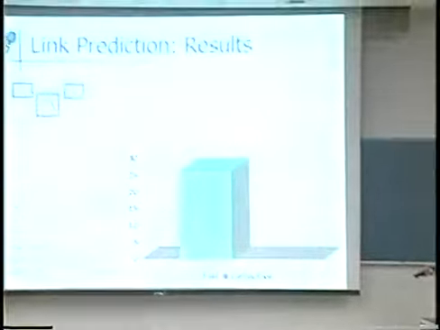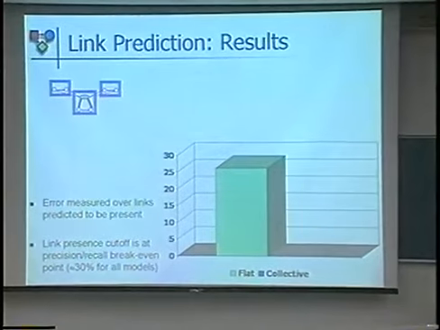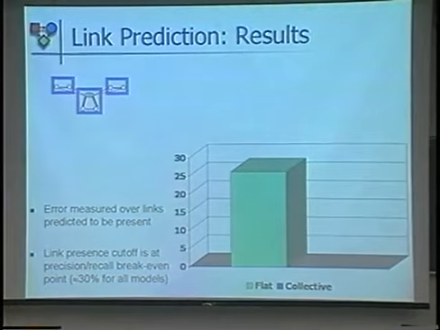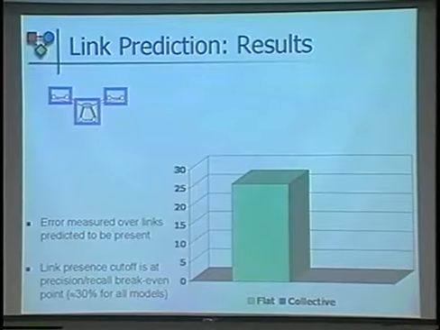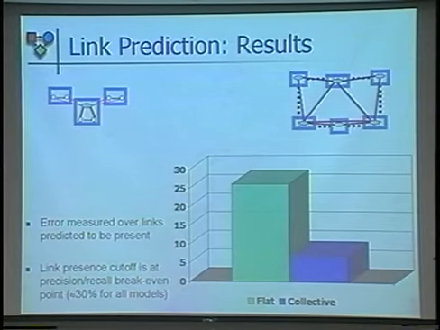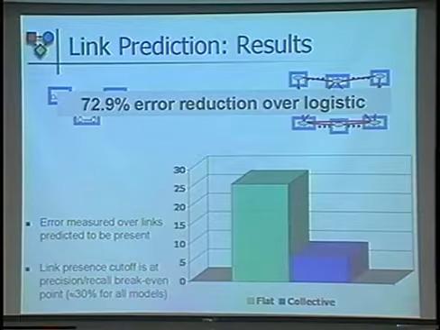Bottom line is, it works much better than trying to classify links in isolation. So this is the error rate if you try and classify links in isolation, and this is the error rate that you get from classifying with these much richer models that have entity types, correlations between entity types, and these little triangle patterns. You get overall about a 73% reduction in error rate over a flat approach.